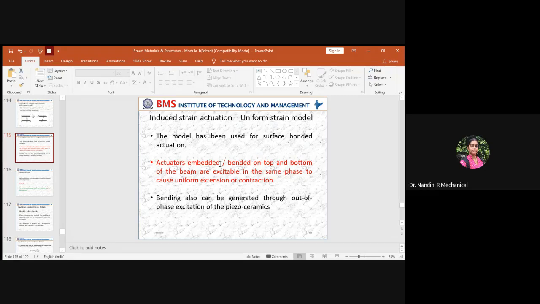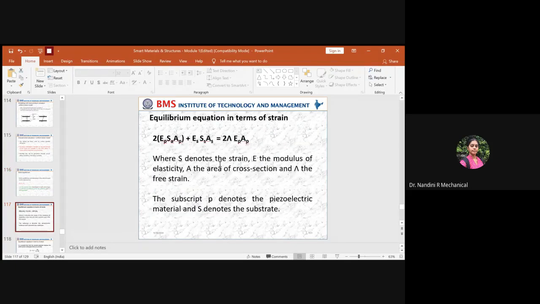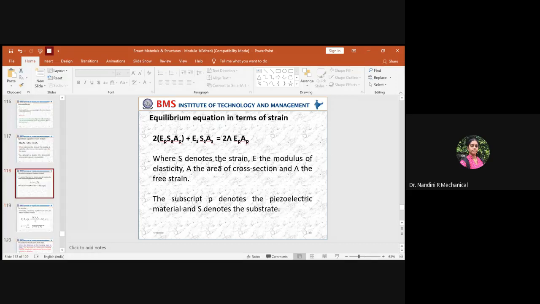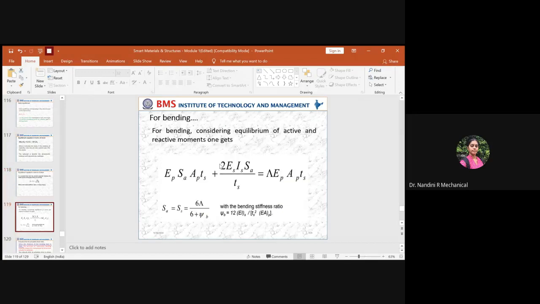Okay, so both the things we will show. First we will show the static equilibrium, which will focus on the total force applied related to the piezo element as well as the structure. Then you will focus on the equilibrium equation in terms of strain which has been induced across the actuator as well as the substrate. After that, you will show the equilibrium condition in terms of strain also, where the stiffness ratio comes into the picture. Once this is done, then you have to focus on bending as you are using a bonding layer.